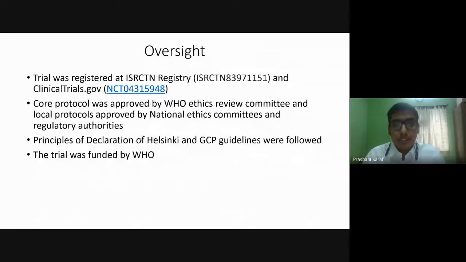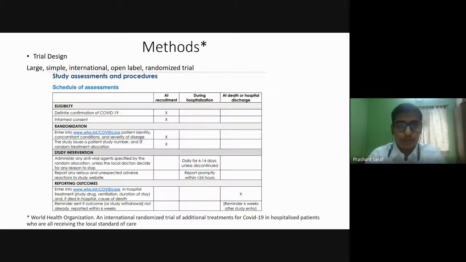So this trial was registered at both ISRCTN and clinicaltrials.gov. The core protocol was approved by the WHO Ethics Committee and also by the national ethics committees and the regulatory authorities. This trial followed the principles of the Declaration of Helsinki and GCP guidelines, and it was funded by WHO.